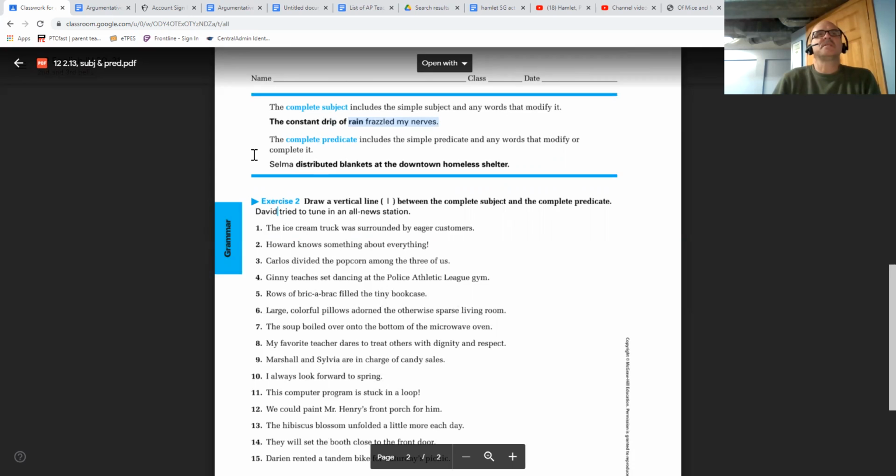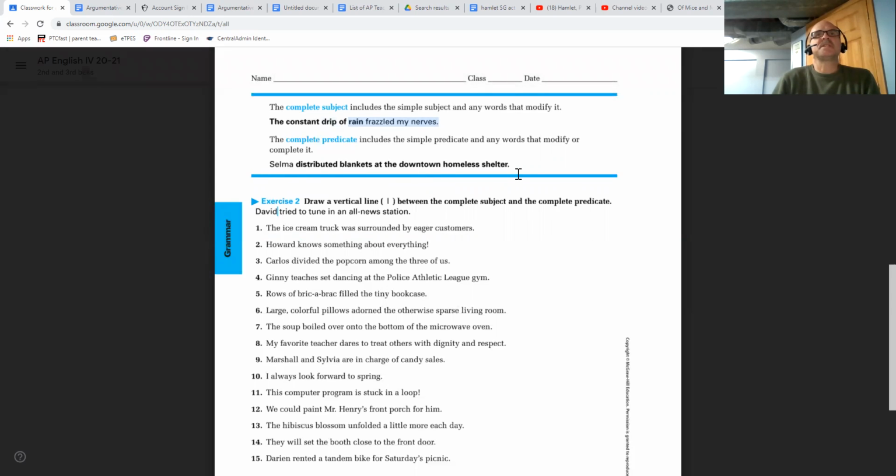Okay, just like here. You might see a sentence like Selma distributed blankets at the downtown homeless shelter. Selma only is the subject, right? Because as soon as we get the next word, we already have the verb, so that's the beginning of the complete predicate, even though the simple verb would just be the word distributed.